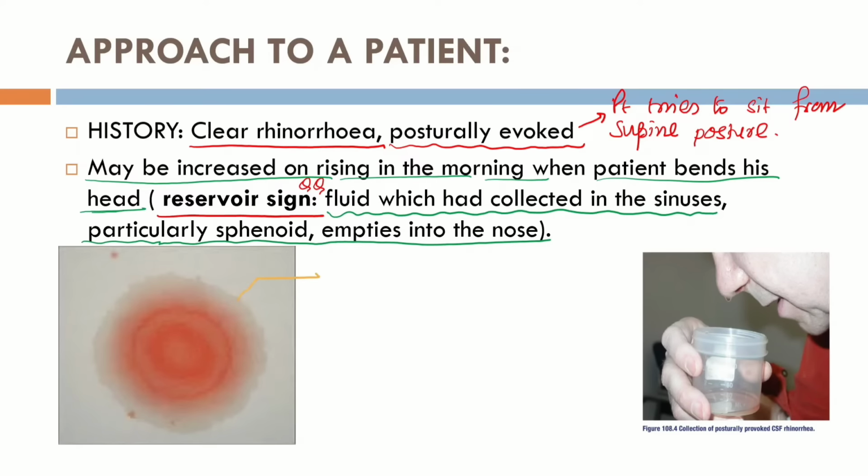Very importantly, now this is the halo sign. Halo sign or the ring sign occurs very importantly when CSF mixes with blood on an absorbent surface.